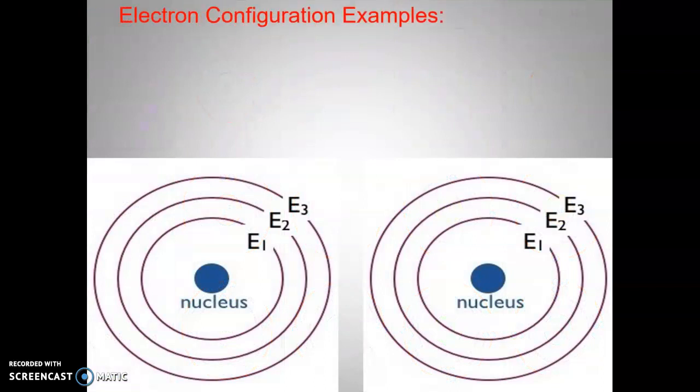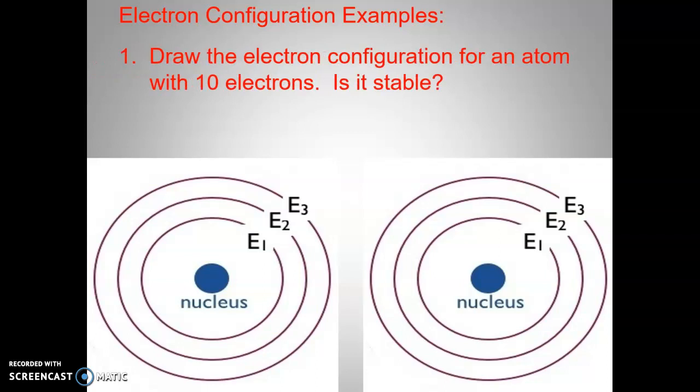Here are 2 examples. Let's do one together first. Draw the electron configuration of an atom with 10 electrons and tell me if it's stable or unstable. So I have 2 images down below. If you're drawing these by hand, starting from scratch, only draw the rings that you need to use. I don't know what element it is unless I'm using my periodic table. I know what it is because I've done this a million times.